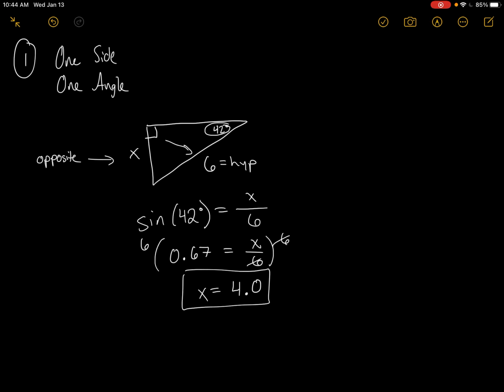So we solved for that side of the triangle. If you have one side and one angle, you're trying to select which trig function you're using, and then you're solving for the unknown. That's the idea. Now you're going to try an example very similar to this, where you're going to get to use maybe cosine or tangent, or even sine again, depending on what's given to you.